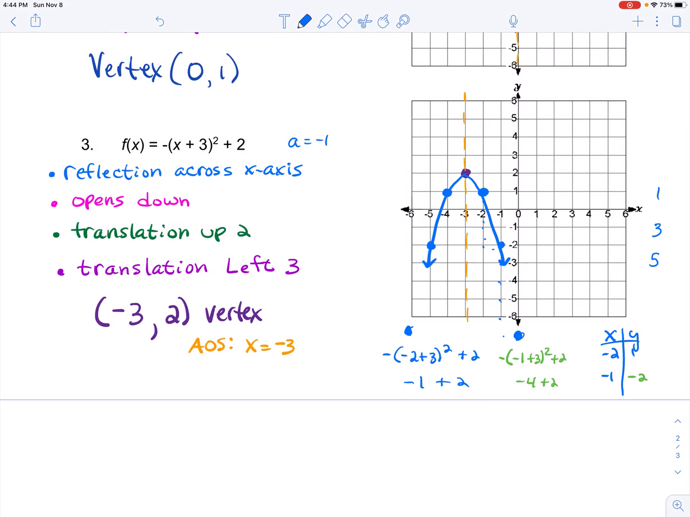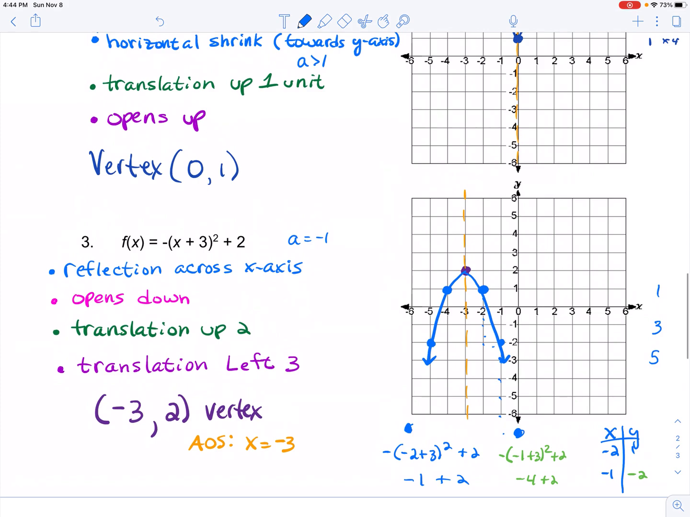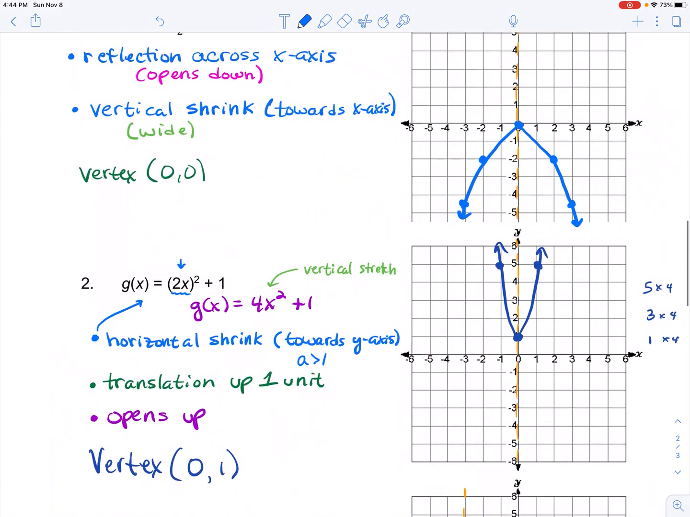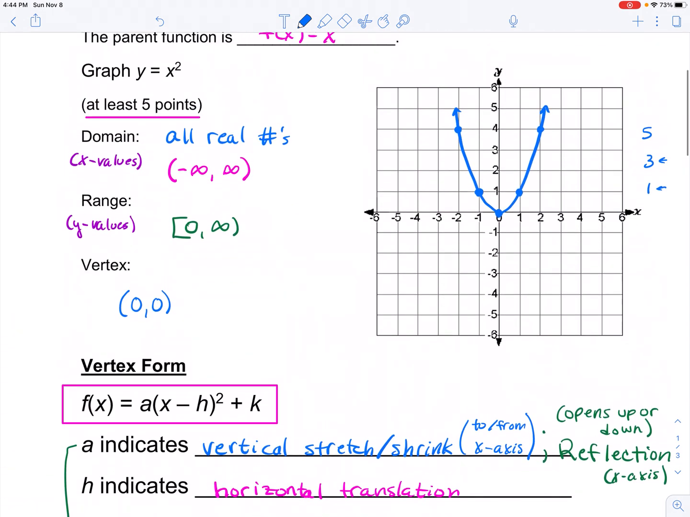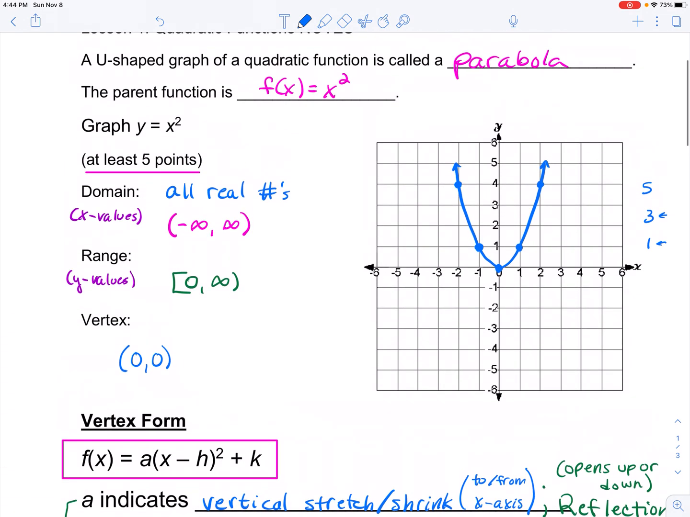Okay, and that is a little review on parabolas. Don't forget what vertex form is, and don't forget your parent function.